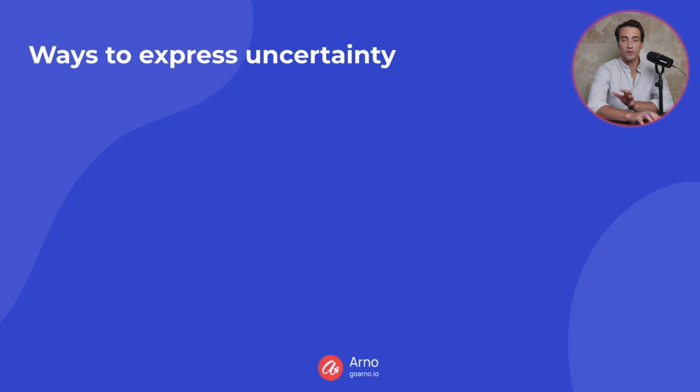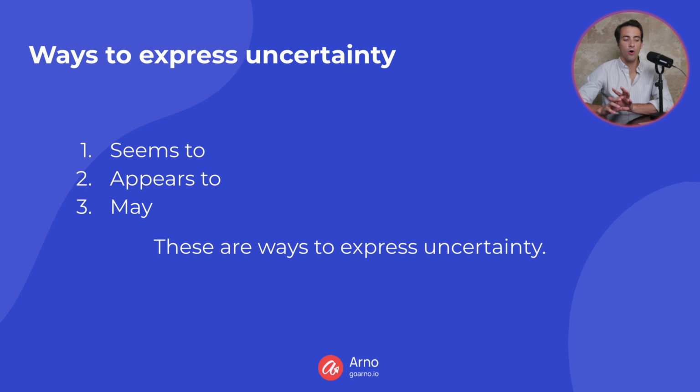In this lesson, we are going to look at some miscellaneous words. So these are words that don't fit into the other categories, but that you still need to know. First, we're going to look at words that you can use to express uncertainty. So these particular vocab terms are seems to, appears to, and may. So these are all ways to express uncertainty.